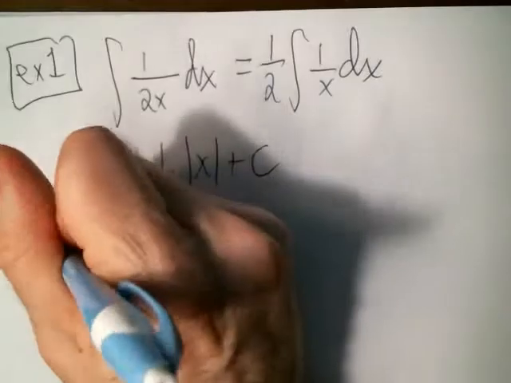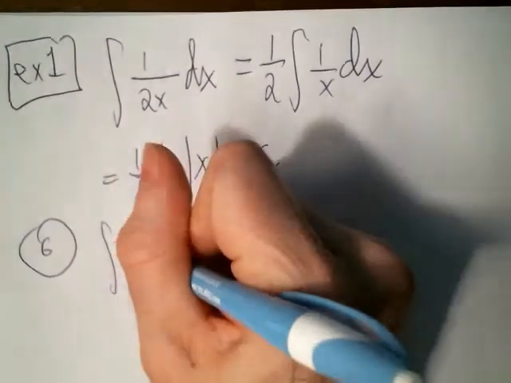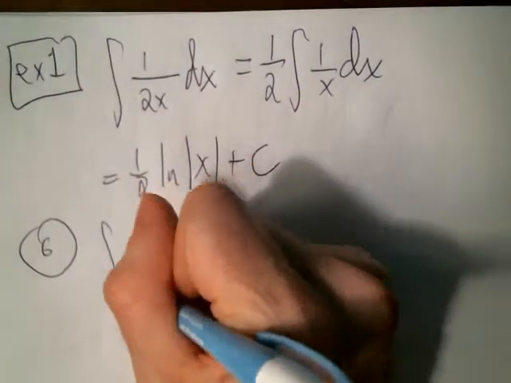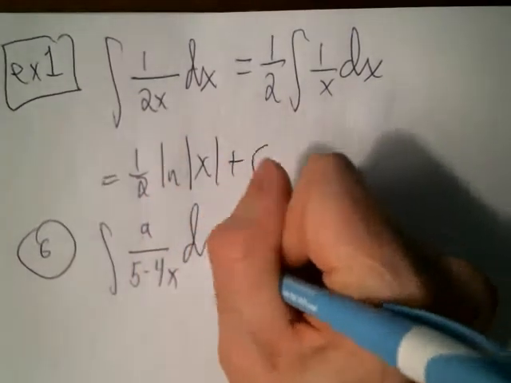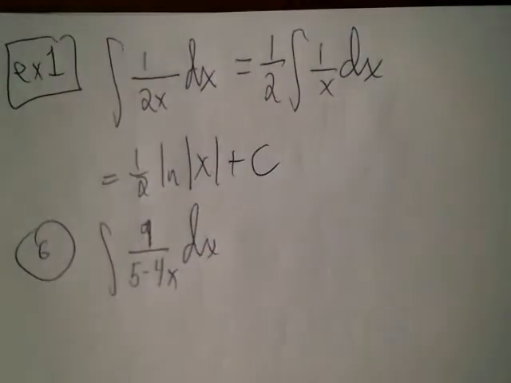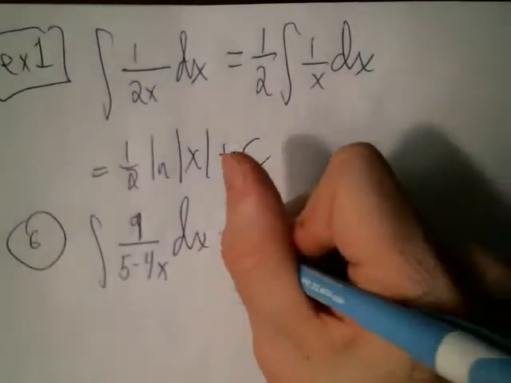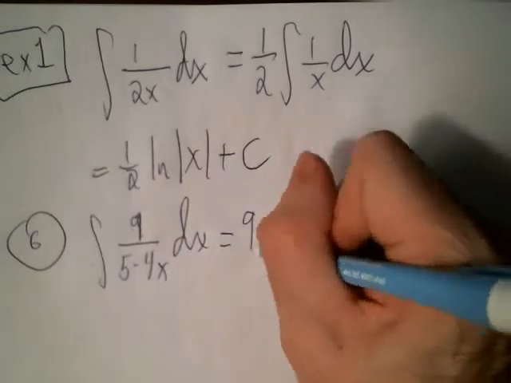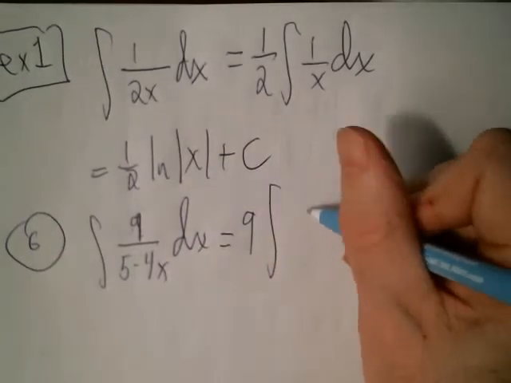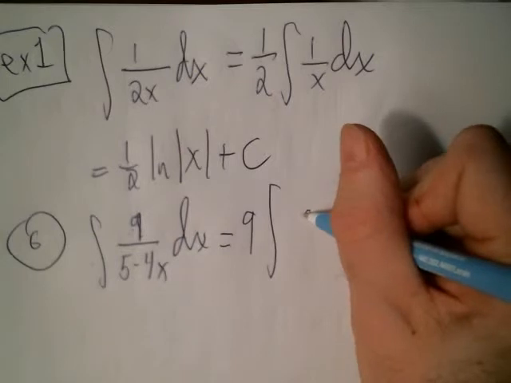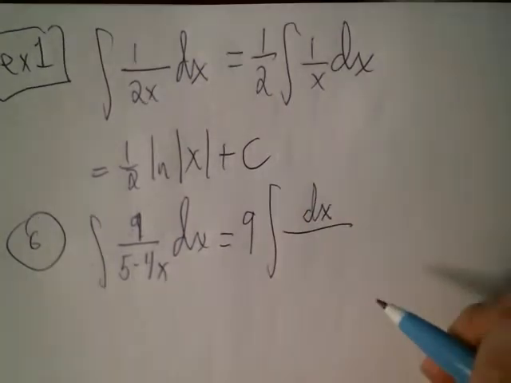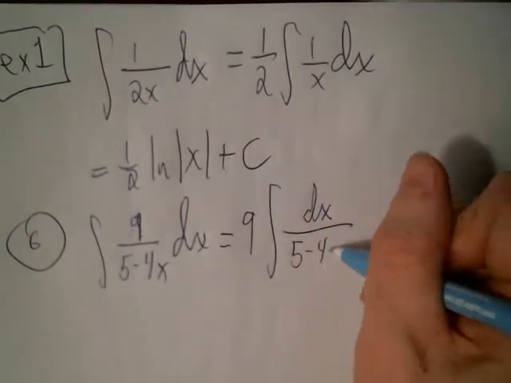Let's look at number 6. So I had 9 all over 5 minus 4x dx. Again, I'm going to do a transformation by bringing the 9 out. Just bring that 9 out. I'm going to leave it. I'm going to rewrite the dx in the numerator all over 5 minus 4x.